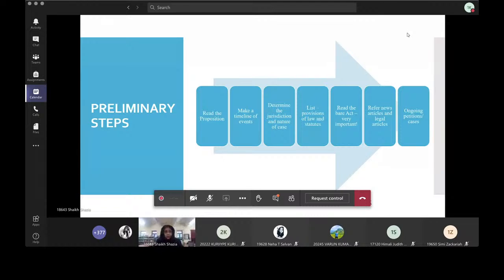Make a timeline. Draw a timeline of events. This will help you understand the relationship between the parties or the sequence of events. Pay attention to details such as the dates, places, persons, and courts where the suit and petition is filed. Also, note down all the provisions of law mentioned in the problem. Note down those provisions of law as well as the statutes which you think are relevant to the case. There will be many, let me tell you.